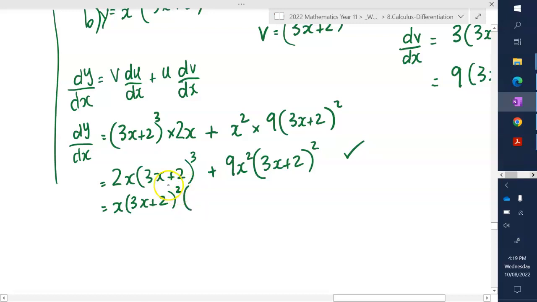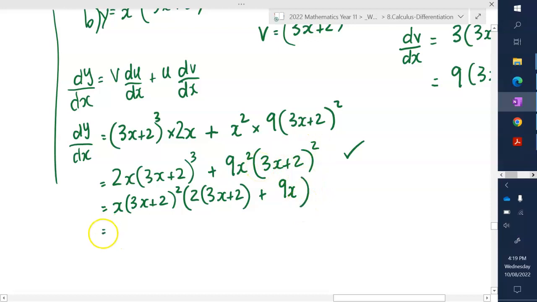What have I got left? If this is what I'm factorising out of this term here, I've got left a 2 and a (3x + 2). Plus, over here, I've taken out an x. I'm going to have a 9x left. And I've taken the whole of the (3x + 2)² out.